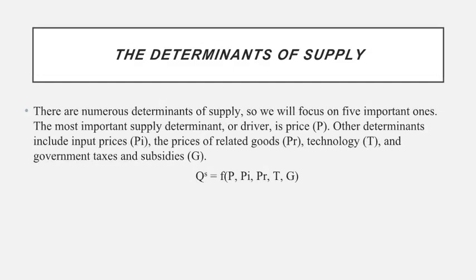There are numerous determinants of supply, so we will focus on 5 important ones. The most important supply determinant, or driver, is price, P. Other determinants include input prices, Pi, the prices of related goods, PR, technology, T, and government taxes and subsidies, G. QS equals F(P, Pi, PR, T, G).